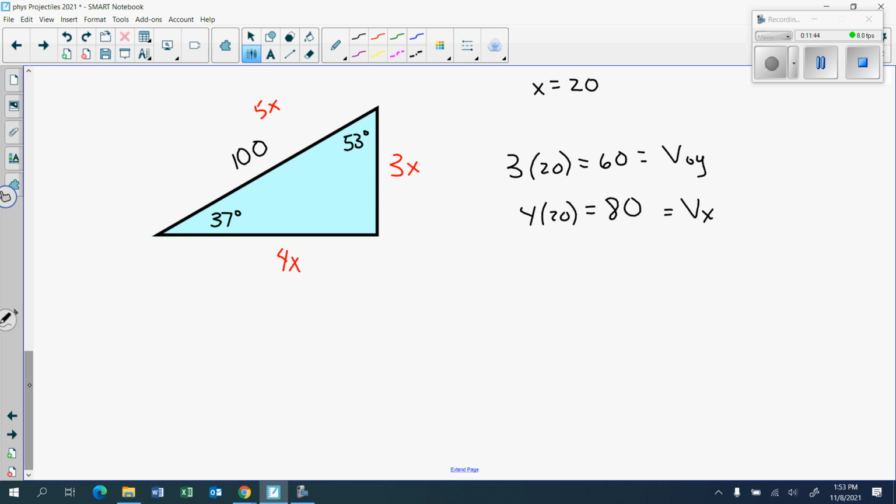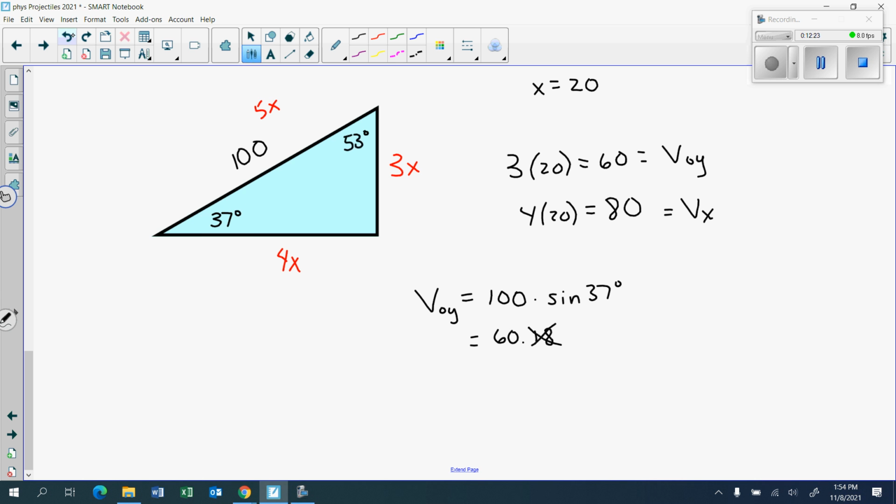If you wanted to, you could always use sines and cosines. Voy is going to be the hypotenuse times the sine of 37 degrees. When I type that in, 100 times sine 37, I'm going to notice it's not perfect. 60.18. Obviously, I'm going to round that off to 60. So the 37 degrees and the 3, 4, 5 triangle aren't a perfect match, but they're darn close.